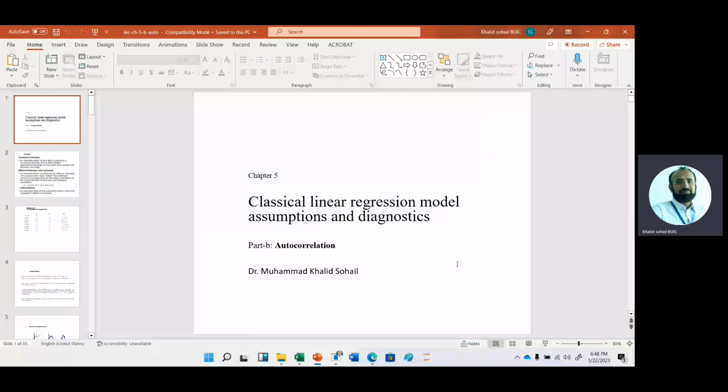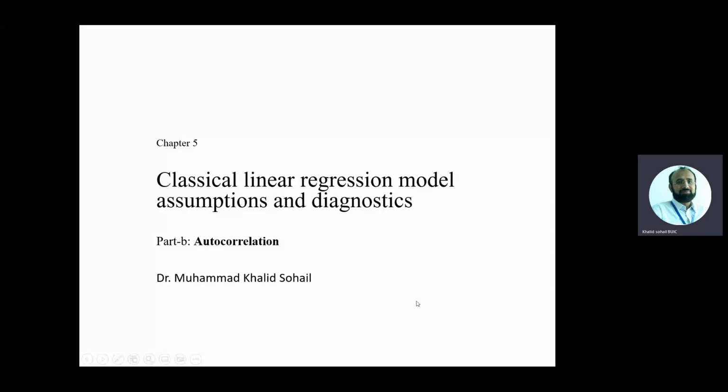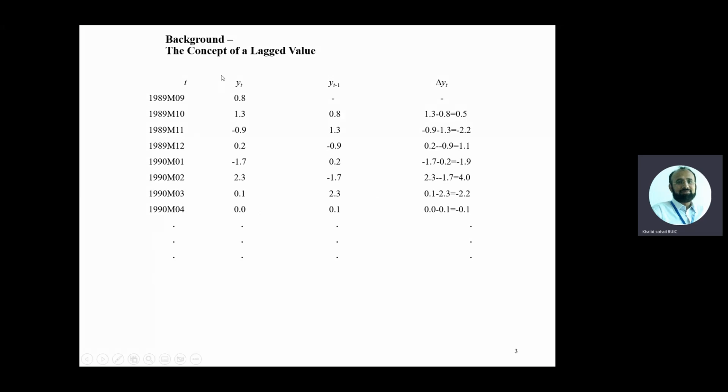and its assumption of autocorrelation. Now, what is autocorrelation? Before discussing autocorrelation, we should learn the concept of lagged value. For example, this is our first value, 0.8, and then 1.3. So the lag of 1.3 is 0.8. So we can write it in this way, like here.